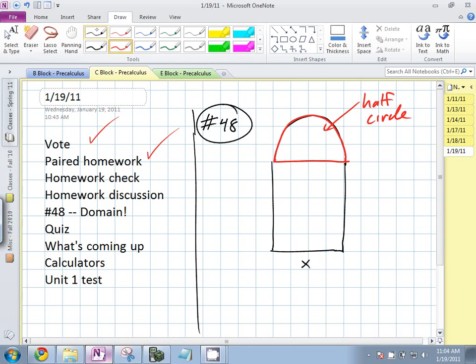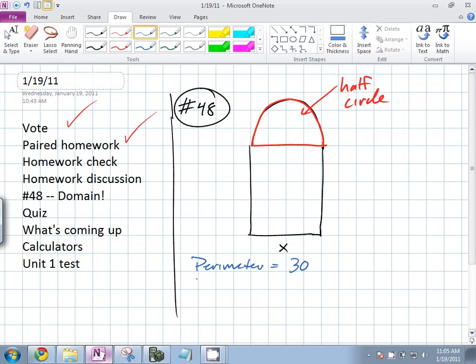So write down what they tell you. That's step 1. Write down what they tell you. What's one thing about this? What else do they tell you? Perimeter equals what? 30. 30 feet, I think. Okay, that's nice. What do you want to find? Area in terms of what? So you want A of x to equal something, and it's just in terms of? Just in terms of x.